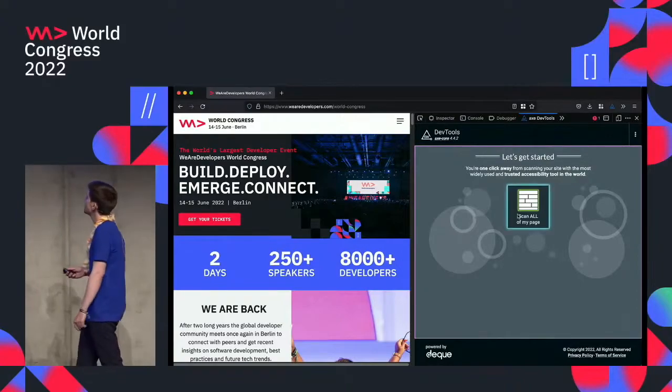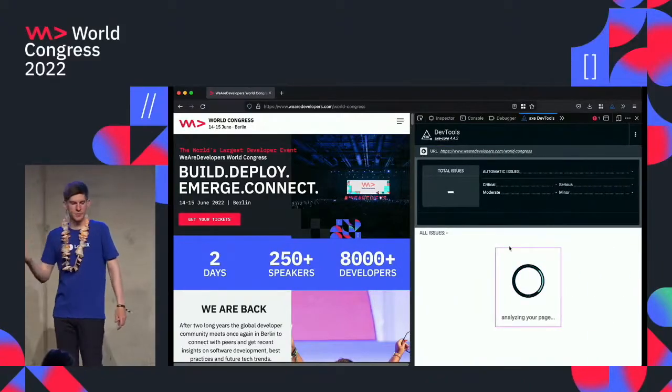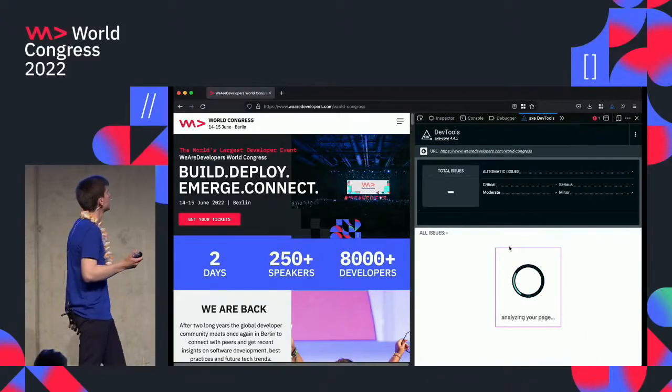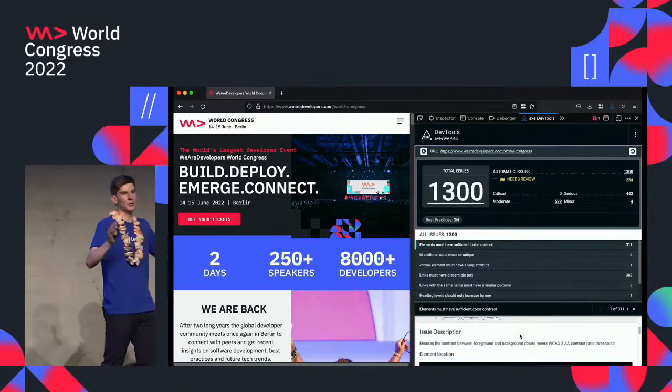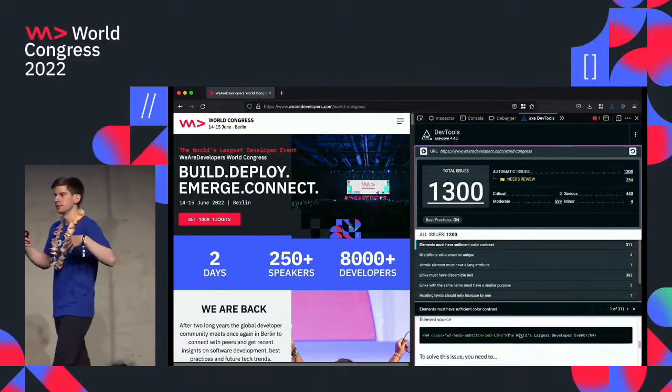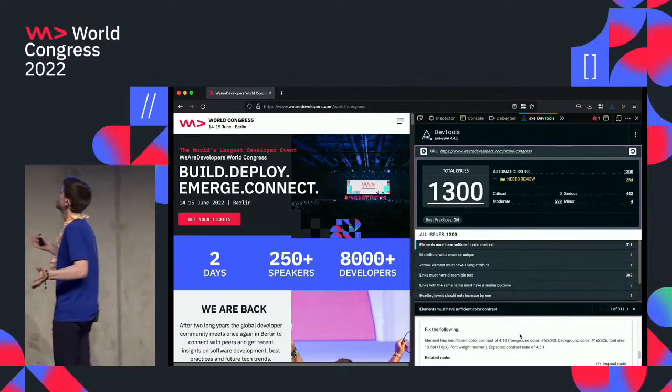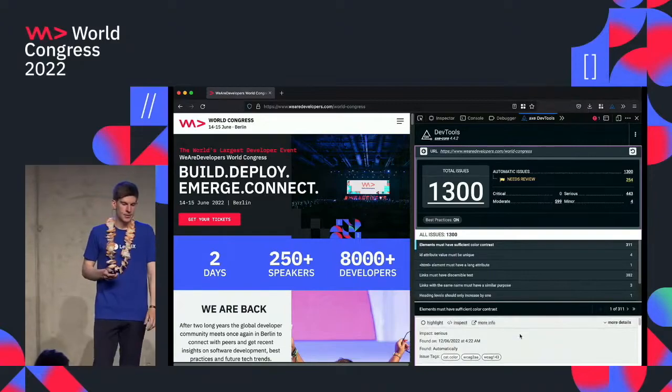I included a video here. So by using the XDevTools browser extension, it will scan your page and provide you with all the issues that it found. And yeah, it's just super convenient. I highly recommend it.